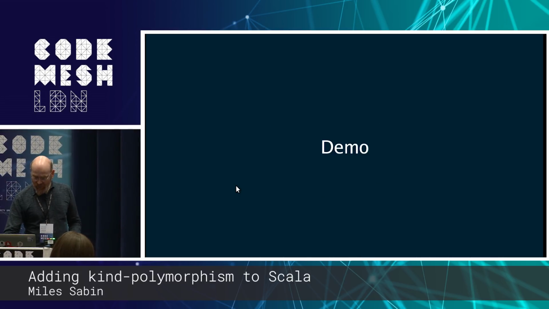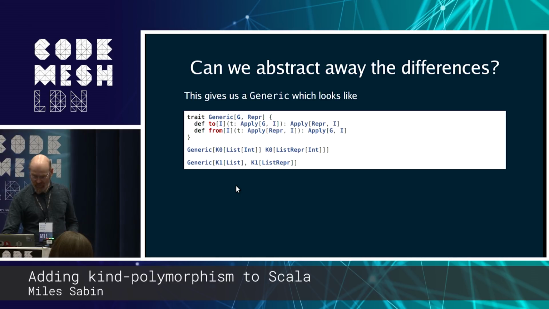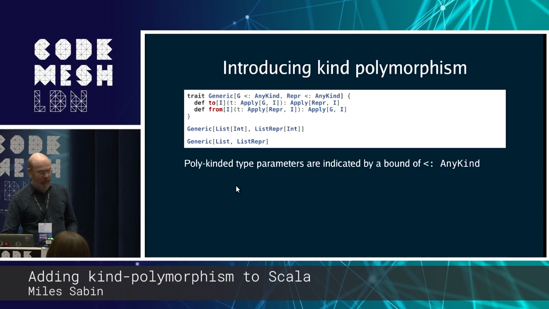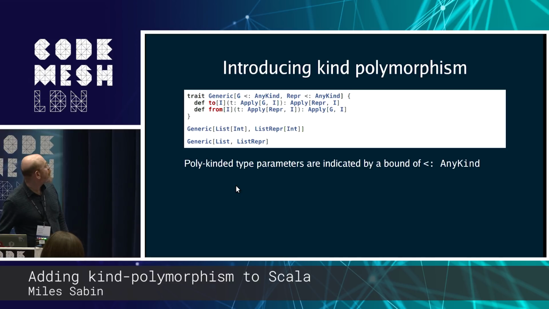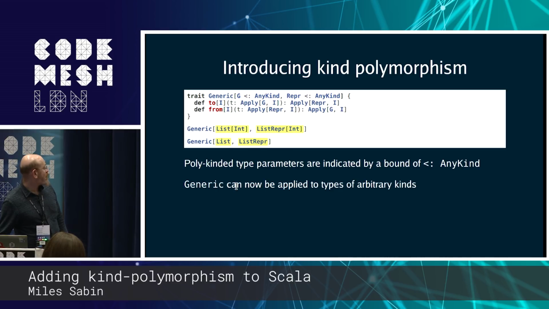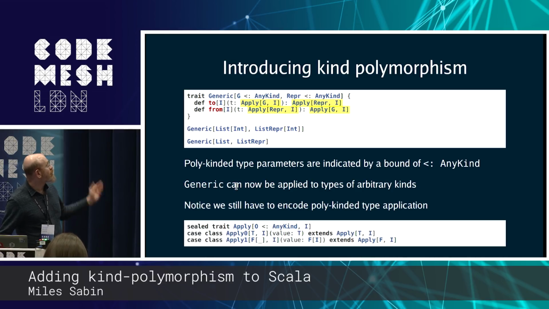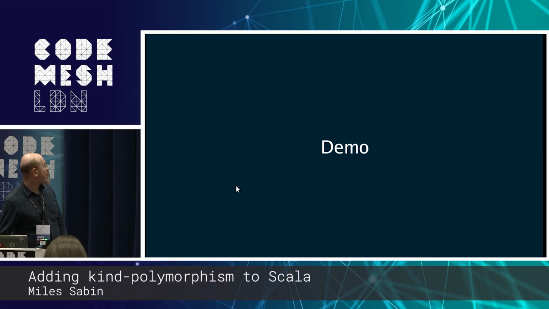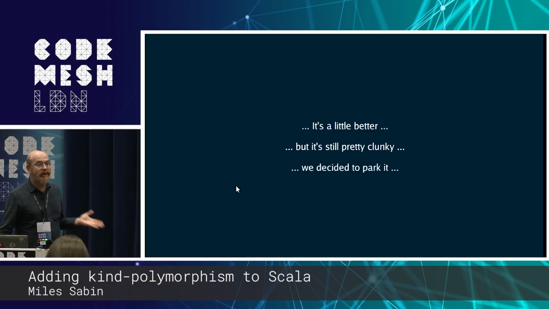So comparing with what we had here, this is the encoding, you end up with something that looks like this. So this is our generic again. You can see that we've now got polykinded type arguments. And you can see that at the use sites, we just work with the types directly rather than having to wrap them in those kind wrappers. And also note that polykinded type application is still encoded via the GADT representation. Again, I'm going to skip the demo. I'll show some code a bit later. It's a little bit better.